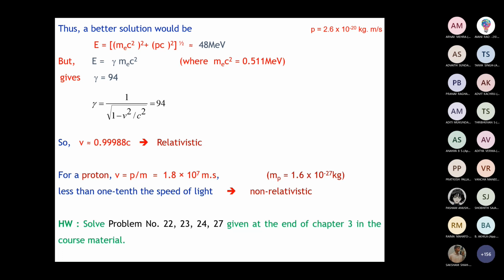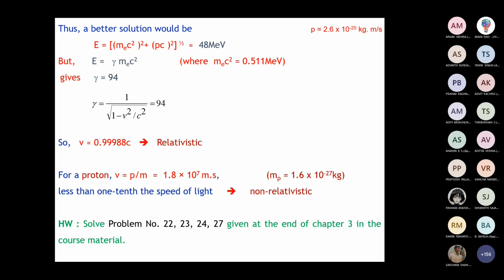Now, for the proton, if you take v is equal to p by m, or p is equal to mv, you will see that it is about 1/10 the speed of light, which is 1.8 into 10 to the power of 7 meters per second. So in that case, you will see that the proton will be moving at a non-relativistic speed. Okay, p is equal to mv is a non-relativistic equation.